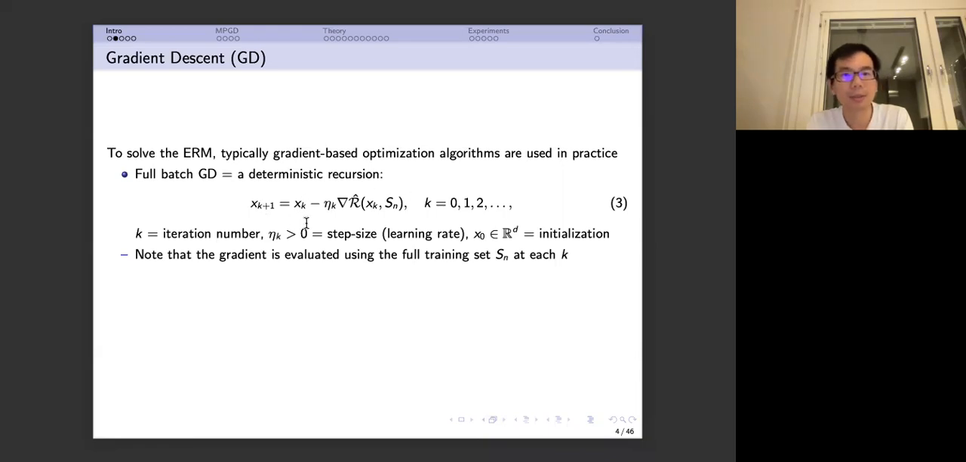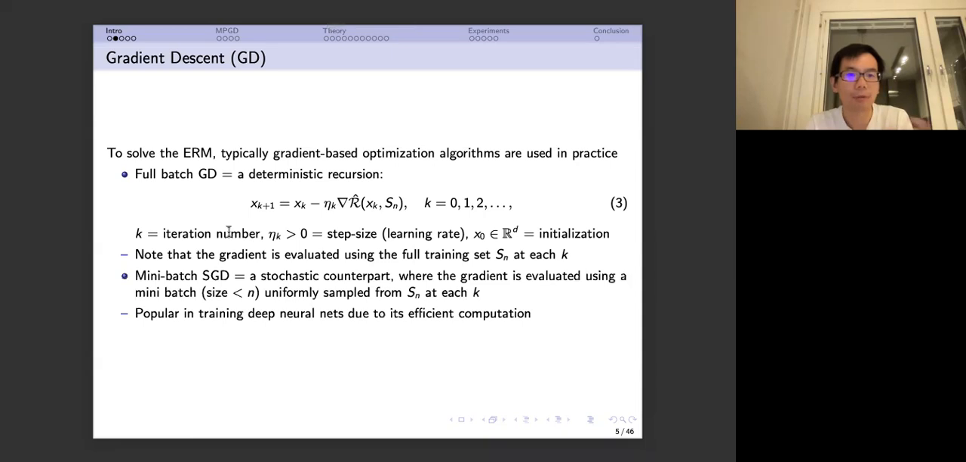So gradient descent basically uses this recursion to arrive at some value of the parameter. It depends on the gradient of the loss function of the empirical risk. R hat here is the empirical risk that we saw earlier, and eta_k here is the step size. In general, it can depend on the iteration number, but it can also be constant. For full batch, the gradient is evaluated using the full training set, S_n.